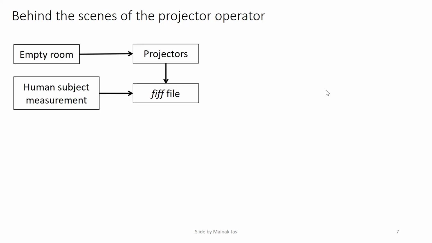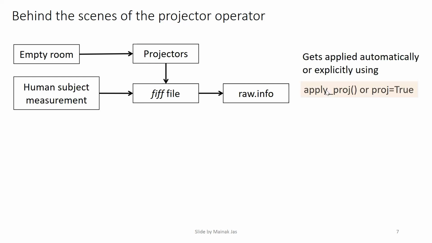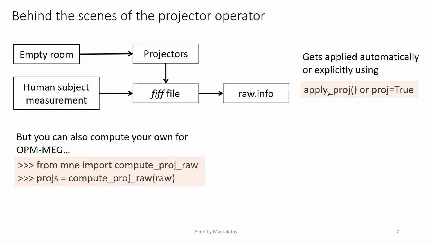And when you do a human subject measurement, these projectors are added to the recorded FIF file. When you read it into MNE, they get automatically read into the raw.info. In MNE, you're normally not even aware that this is happening, but you can explicitly apply this using functions and methods such as apply_proj or using the flag proj. But if you're doing OPM-MEG measurements and you're just getting started, you can compute your own projection operator.